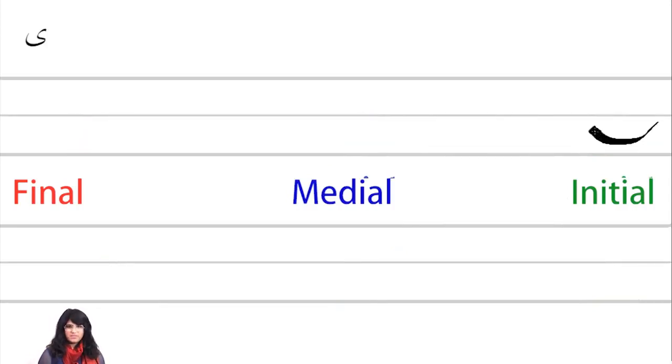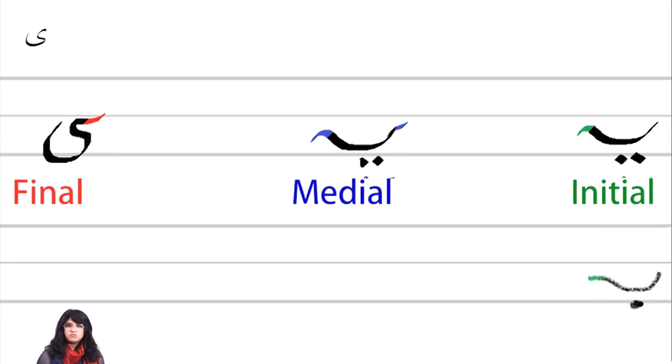For choti ye, you're going to make a bowl, connect it from the left, and 2 dots underneath. Instead of the C at the top, you're going to make the same loop you did for choti hai. So 1 small hoop, and you bring it into the body of ye.